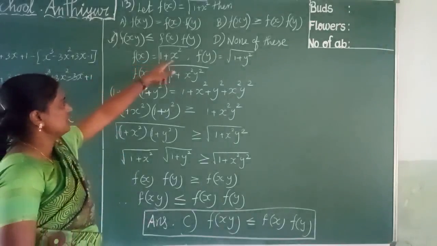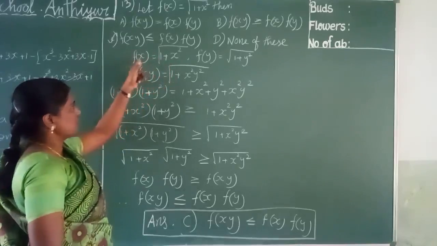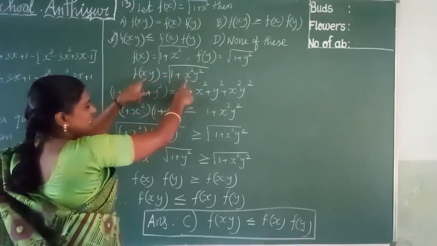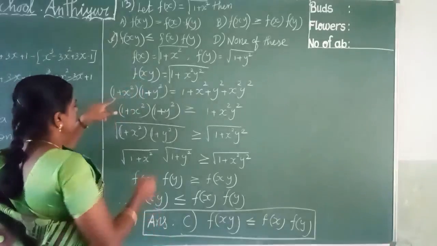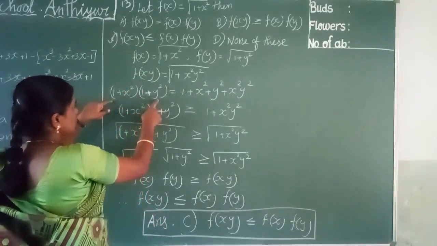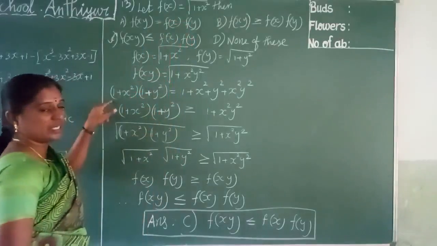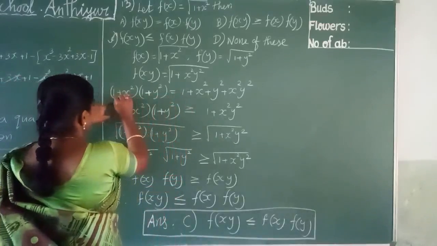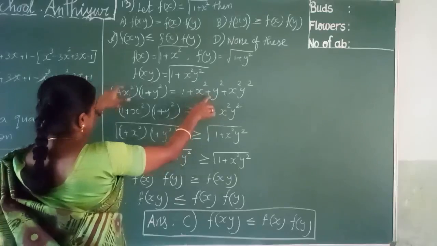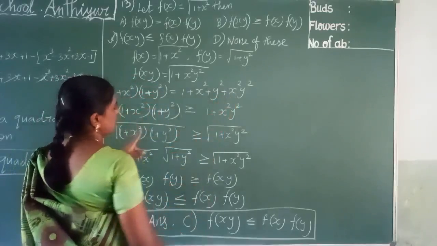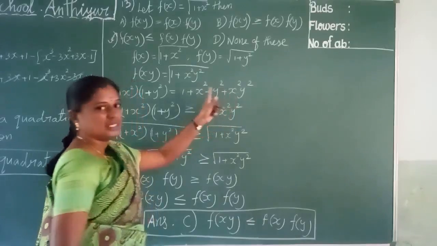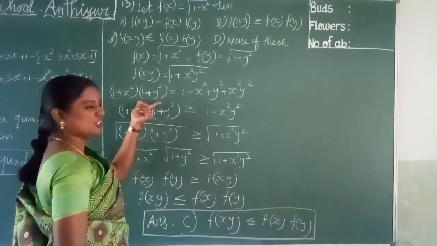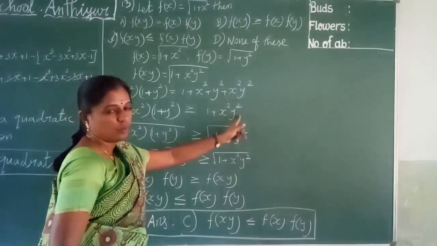First, f of x equals root of 1 plus x square, and f of y equals root of 1 plus y square. For f of xy, substitute xy, so x square y square. So we consider 1 plus x square into 1 plus y square, that is f of x into f of y. 1 plus x square into 1 plus y square is equal to 1 into 1, 1 into y square, x square into 1, x square y square. That is 1 plus x square plus y square plus x square y square. So 1 plus x square into 1 plus y square is greater than or equal to 1 plus x square y square.